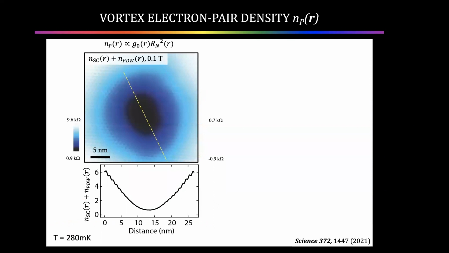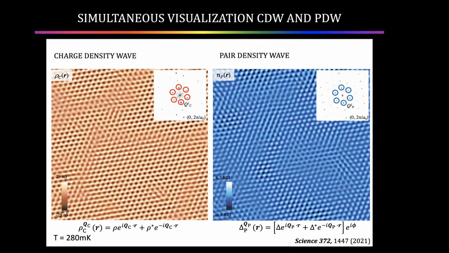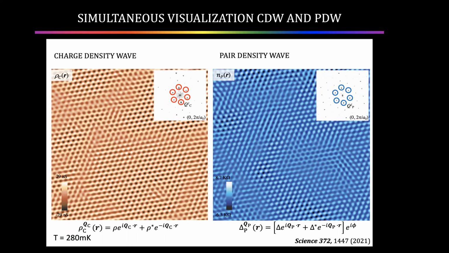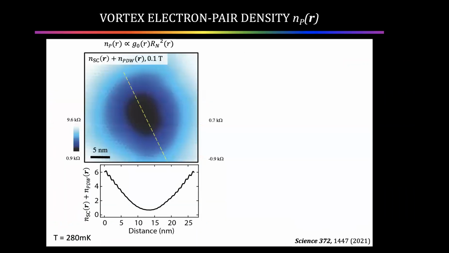Vortex. So we carried out the same experiment at the location of a vortex core. And so this is an image of the combined background density of states. I should have made clear, this modulation is not crossing zero. There's a background pair density, which is, you know, 99 point something percent. And then there's a modulation on top of it, which is in the range of a fraction of a percent. You can see that here.